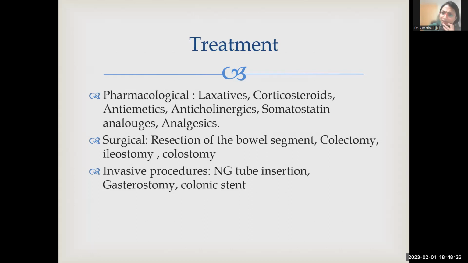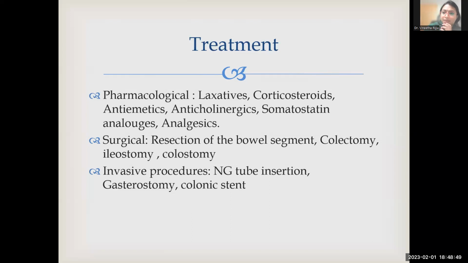Does it make any difference when there is an obstruction below that? And suppose the obstruction in the colon is at a single point, maybe you can put a stent. You can advise a stent. That can also be done.